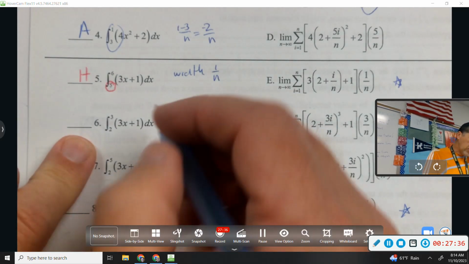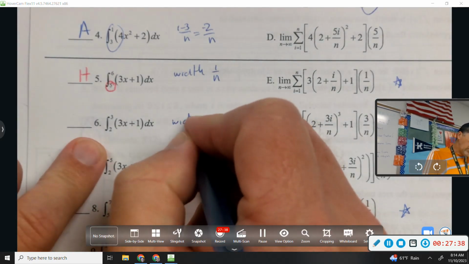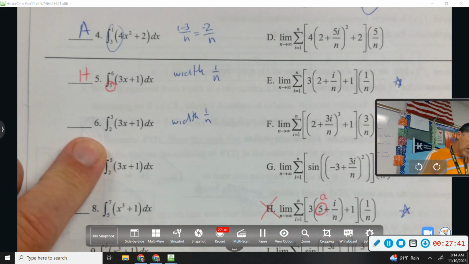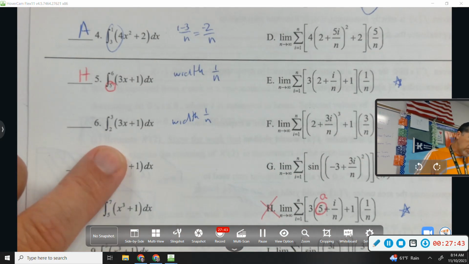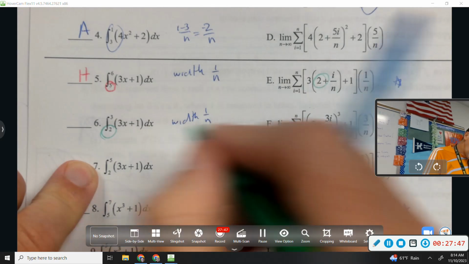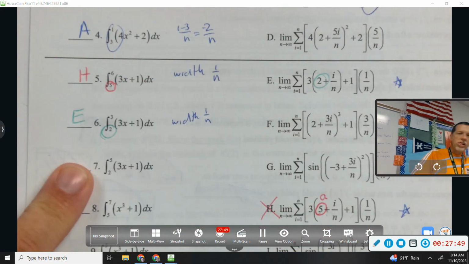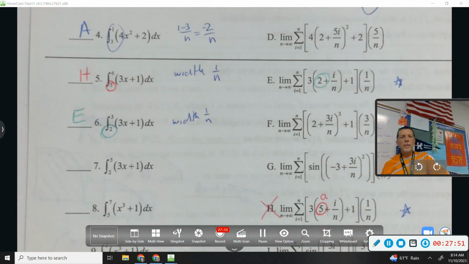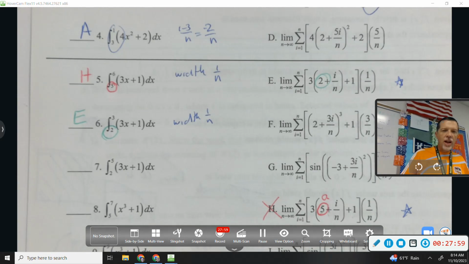6 looks really similar. Width is 1 over n. But this one starts at 2. So that one's E. Okay, kind of tricky, but if we throw out the really crazy ones and we give you multiple choice, I think you can piece it together.